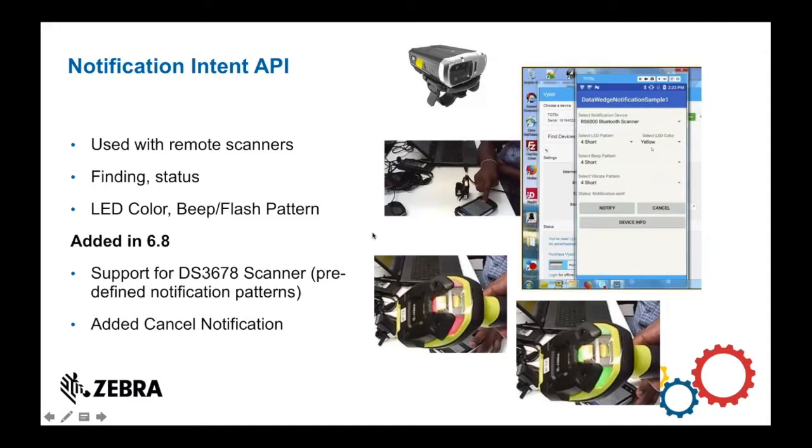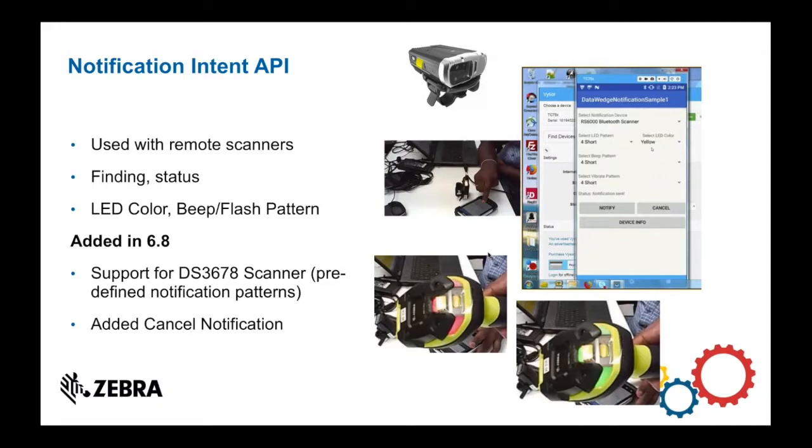When you're using this intent API, this particular scanner has a different way to trigger these notifications. This is more of a predefined notification pattern, whereas with the ring scanners you can pretty much do anything you want. But this particular product is kind of like a predefined list, so it's a slightly different way of using the API for these two different types of scanners, and we have this all documented for you guys.